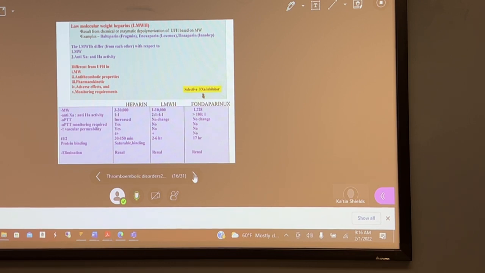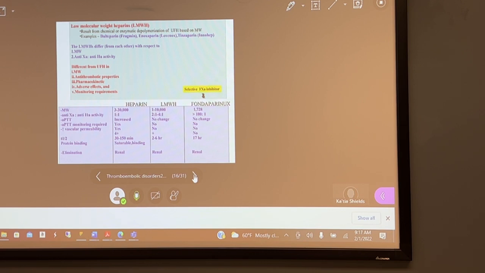And if you look at the selective factor 10A inhibitor, it makes sense. That's 100-to-1. That means they antagonize factor 10 100 times, 100-fold, compared to attacking factor 2. And that's what makes them selective factor 10A inhibitor. Then, when it comes to monitoring of APTT, it is required for heparin, but not for the other two. And when you give heparin, the APTT is increased, with heparin, but not with low molecular weight heparin, or with the fondaparinux. With vascular permeability, heparin increases it, whereas neither low molecular weight heparin nor fondaparinux exert any effect on vascular permeability.